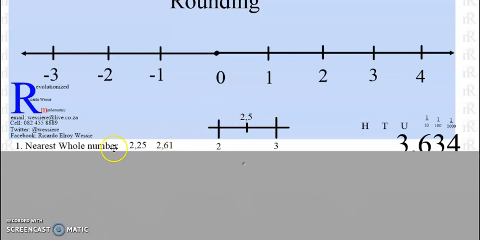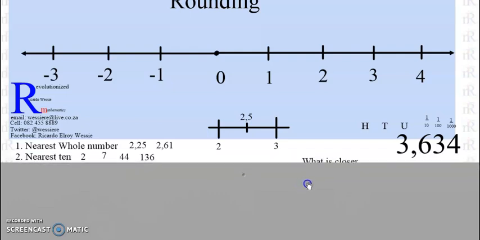The nearest whole number to 2,61, so 2,5, 2,6, 2,61 will be on this side of 2,5. So that will take me closer to 3. The halfway mark, and from there I decide which one is closer. I hope that is clear.